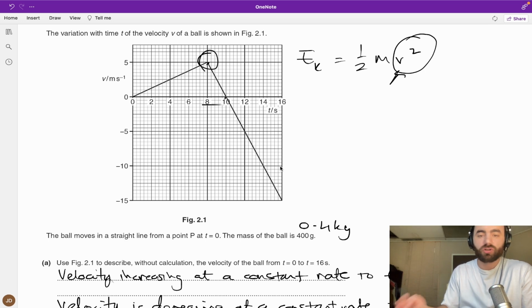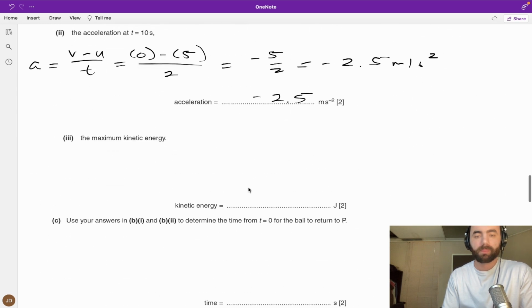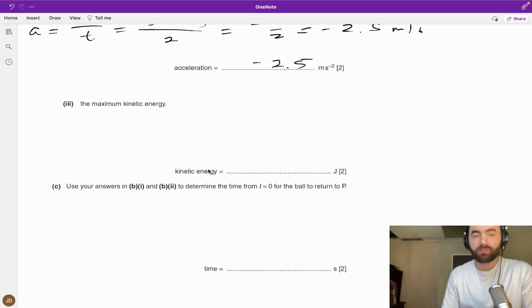I feel like the thing that trips people up is the directional component of these questions. Negative just means it's acting in the opposite direction of whatever direction you're picking. That's it.